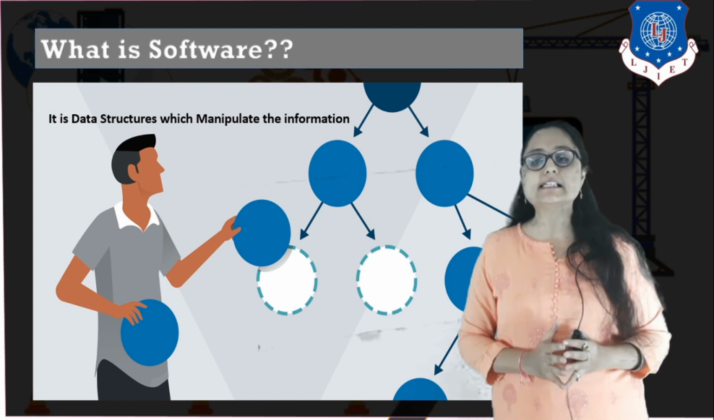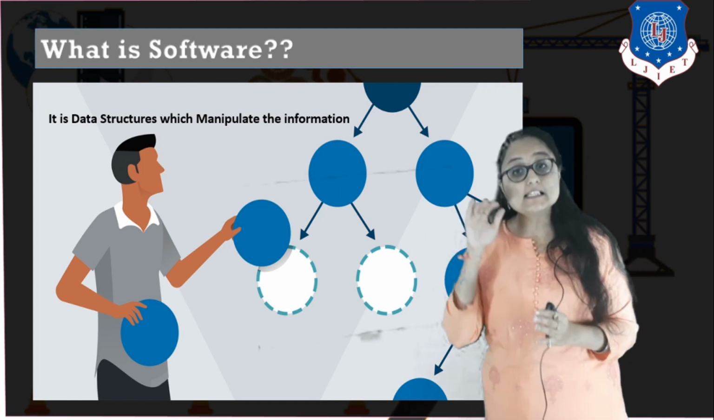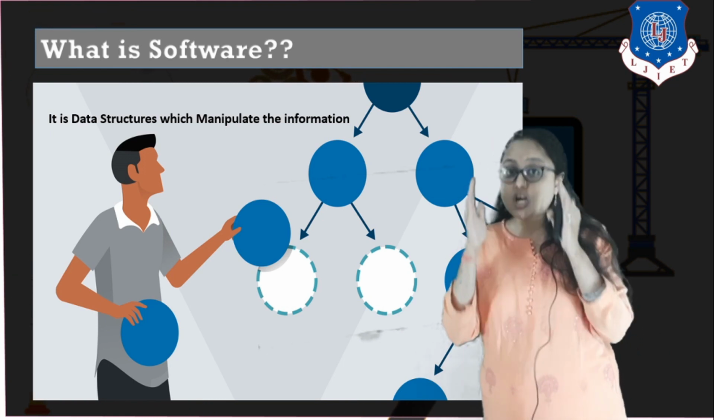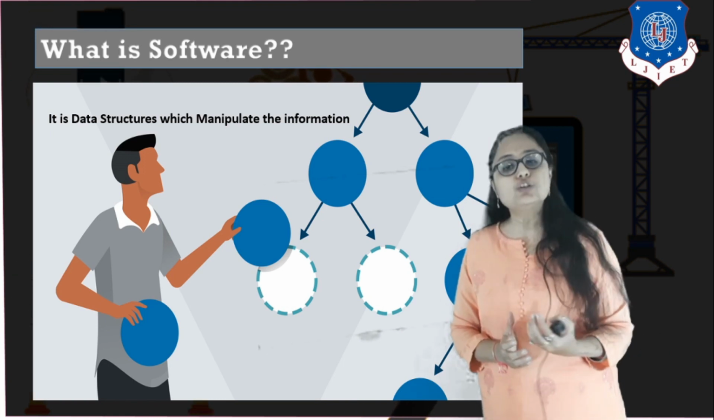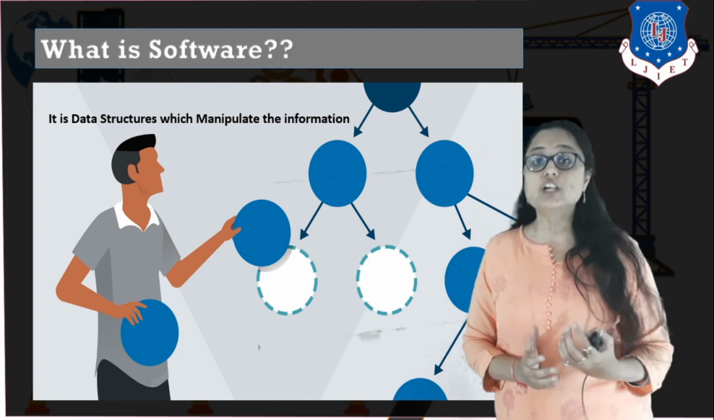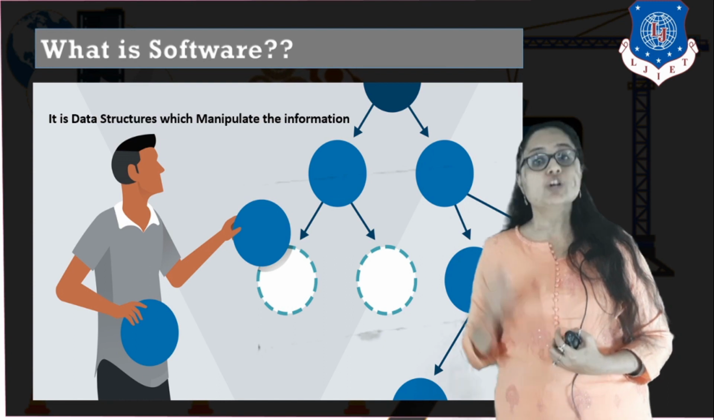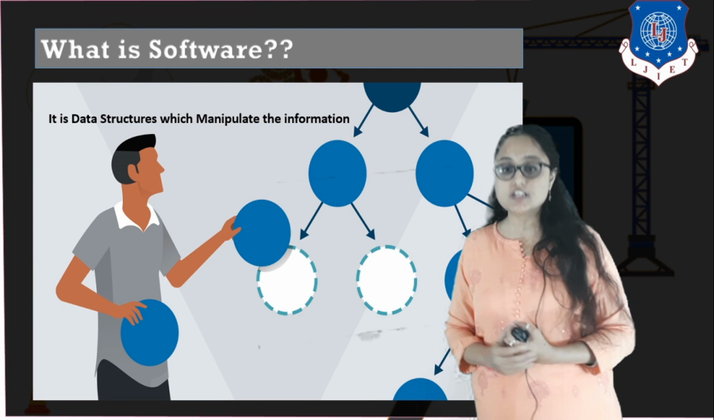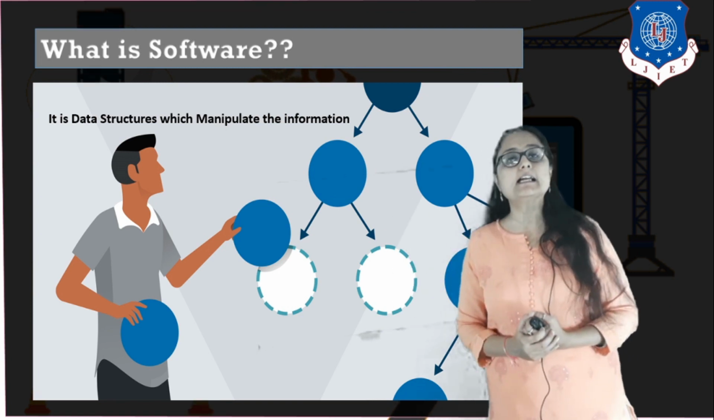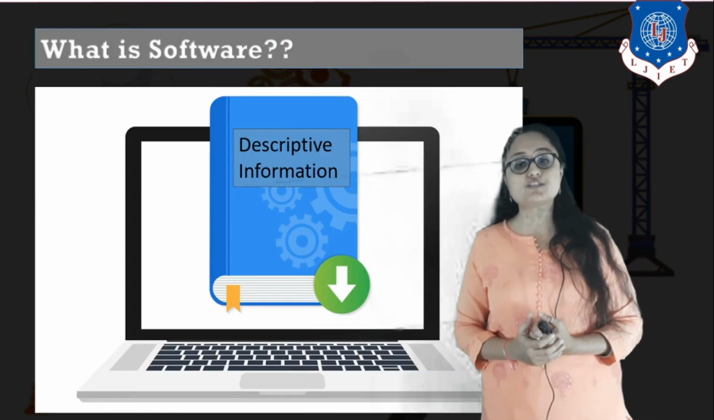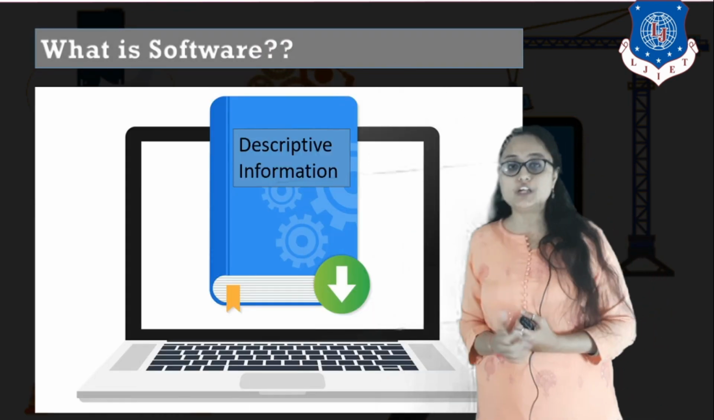Now software consists of information, it consists of data. If you want to manipulate and structure that data, you will have to use data structure. So data structure is the majority of the portion of software. So the first thing that software is, is a program or set of instructions. The second thing is data structure. And the third thing that software consists of is descriptive information.